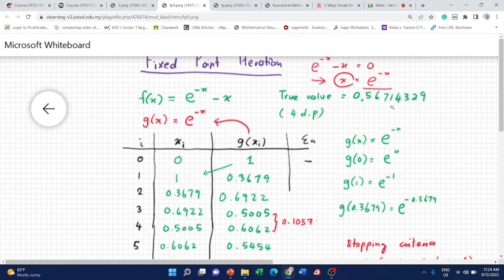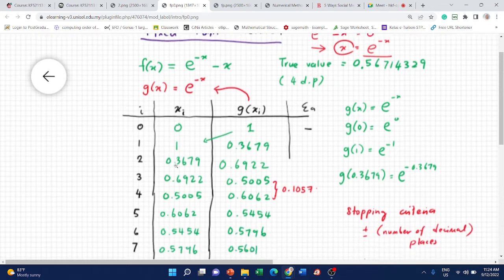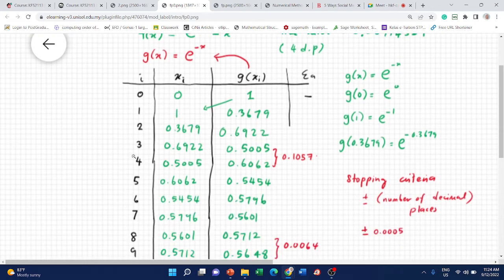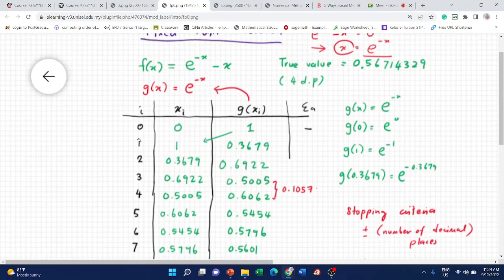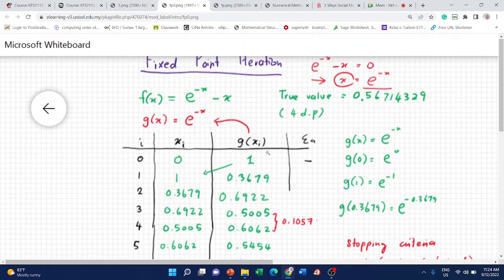In the numerical table, we are going to consider 4 decimal places. So we start with the columns i, x_i, g(x_i). In fixed point iteration, the stopping criteria will be different. It's not based on what we had in the previous methods, bisection or false position. For fixed point iteration, the stopping criteria is different.